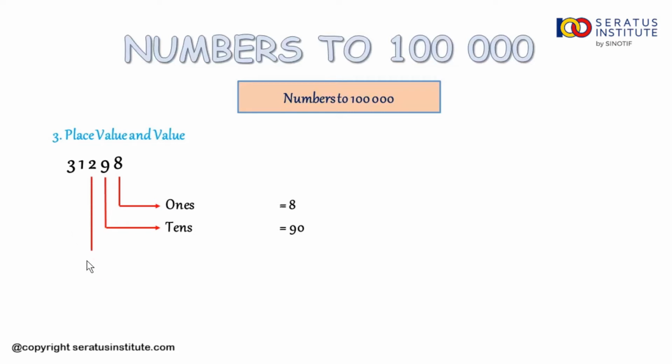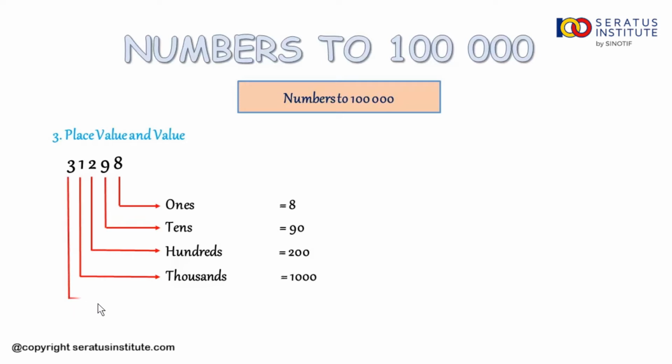The third is 2. The place value is hundreds, and the value is 200. The fourth number is 1. The place value of 1 is thousands, and the value is 1,000. The last number is 3. The place value of 3 is 10,000s, and the value is 30,000.